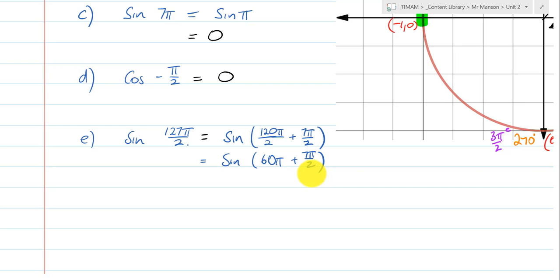But 60 pi just means I've gone around that circle 30 times. Yeah? And I'm back where I started. So I don't even need that 60 pi. I'm going to get rid of it. I'm doing this question because there's a couple of questions in the exercise similar to this magnitude. That's a bit easier to work with. How many rotations around a circle is that?